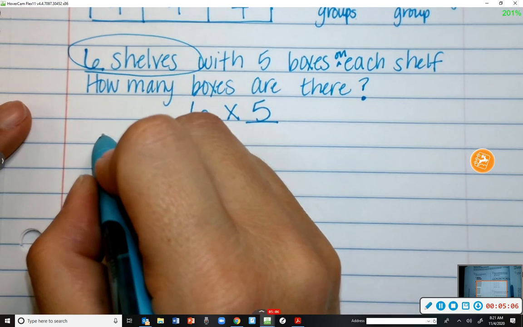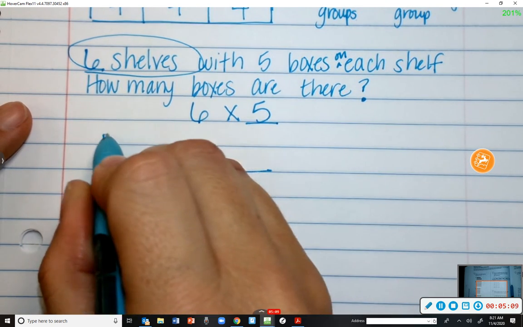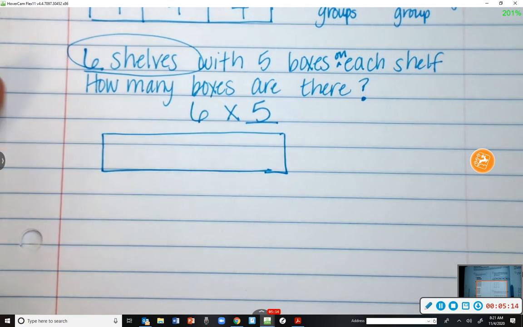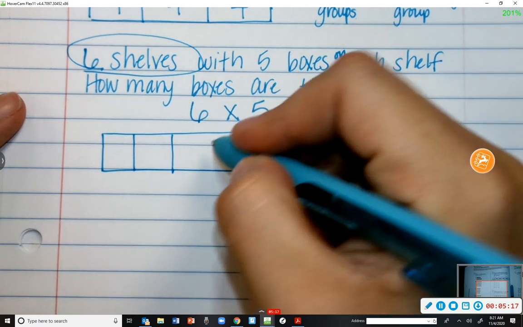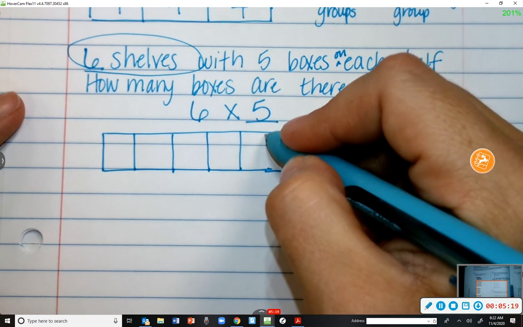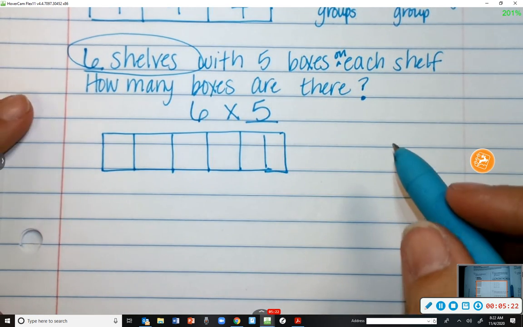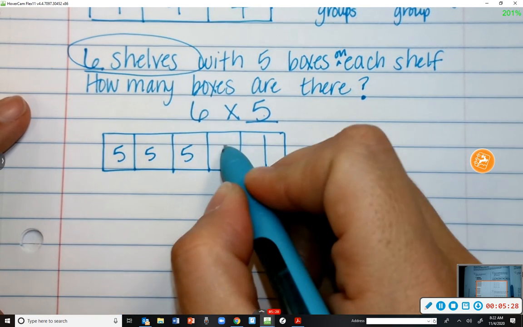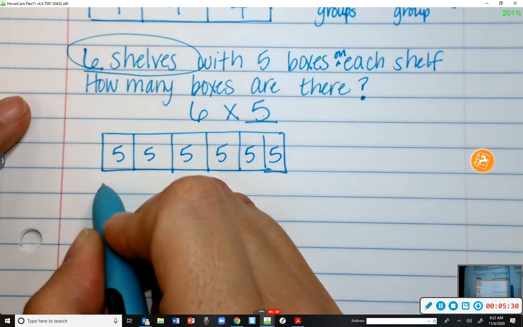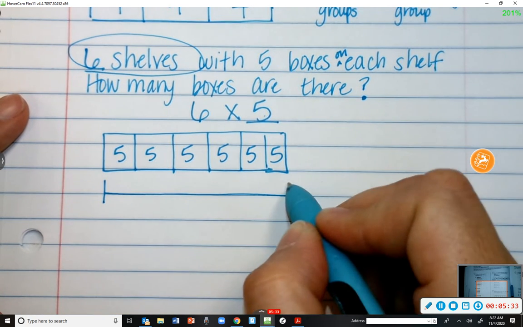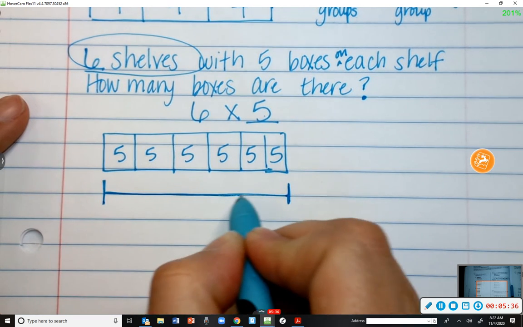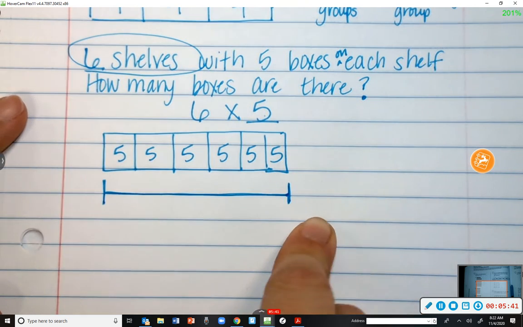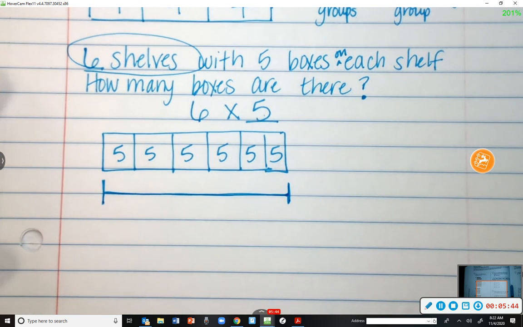So I need to take my strip diagram and split it up into how many boxes? 6. Okay. And then 5 goes in each box. And then down below, or above, you should have had a bar that represents the total amount because it goes all the way across. Okay? And what was the product or the total amount?